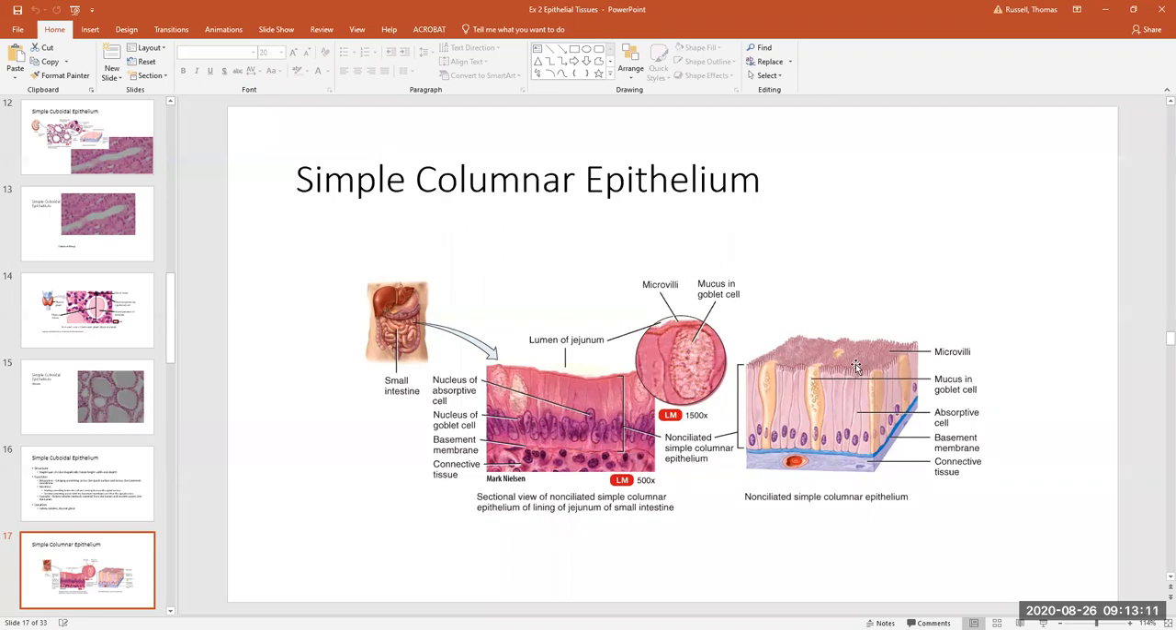Now, if you look at this drawing, everybody asks me when I go over this in class, well, it looks like there's little hairs up there. How come that's non-ciliated? Because these are not cilia, which are hair-like structures. These are extensions of the apical membrane that go up and down. So these little extensions are called microvilli, and they don't move around. They basically just increase the surface area so we can absorb our food molecules, our nutrients, all right?